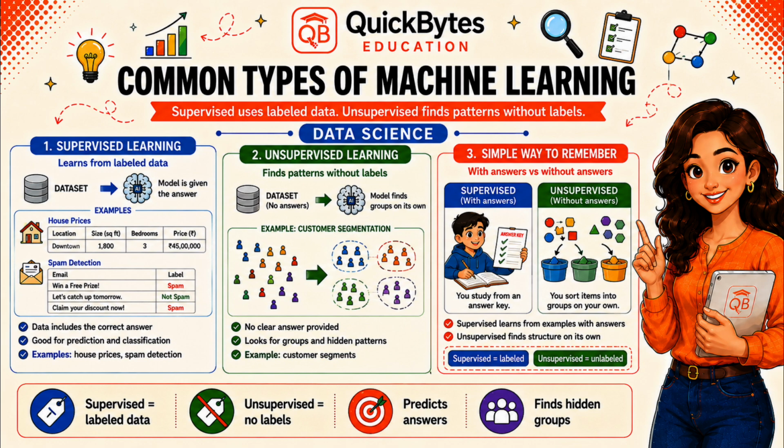The second type is unsupervised learning. Unsupervised learning uses data without clear labels. The model looks for patterns, groups, or structure on its own. For example, a business might use unsupervised learning to group customers with similar shopping habits. So supervised learning learns from examples with answers. Unsupervised learning looks for patterns without being given the answer first.